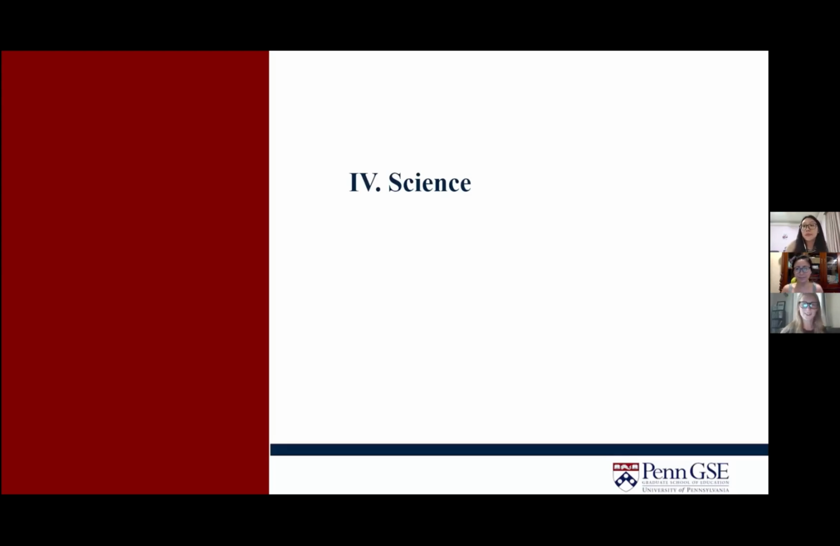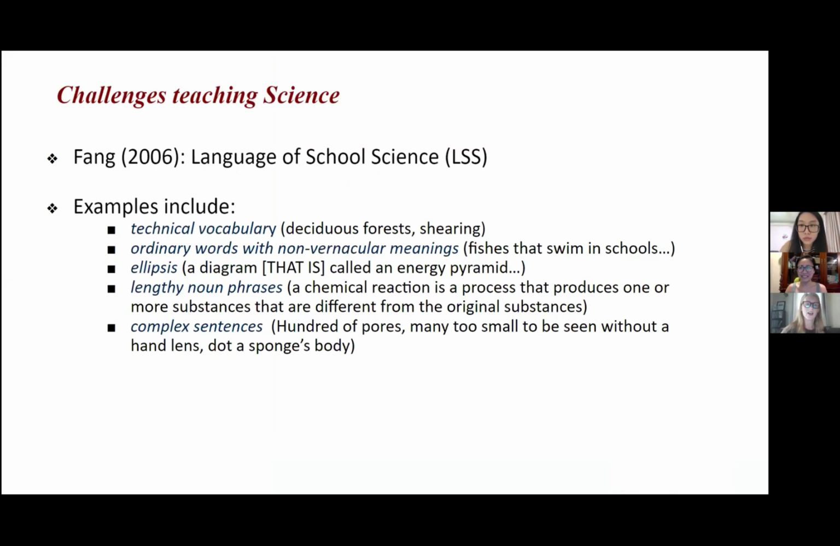Hi, it's Kelly. I'm here to talk about the science challenges and supports. Some challenges in science are what Fang calls the language of school science, which are different linguistic features that commonly occur in the school science curriculum that aren't necessarily on level with the language students are using every day in and outside the classroom. Here are some examples. They include technical vocabulary, ordinary words with non-vernacular meanings, ellipsis, lengthy noun phrases, and complex sentences. These features can cause comprehension difficulty for students, especially our ELs.